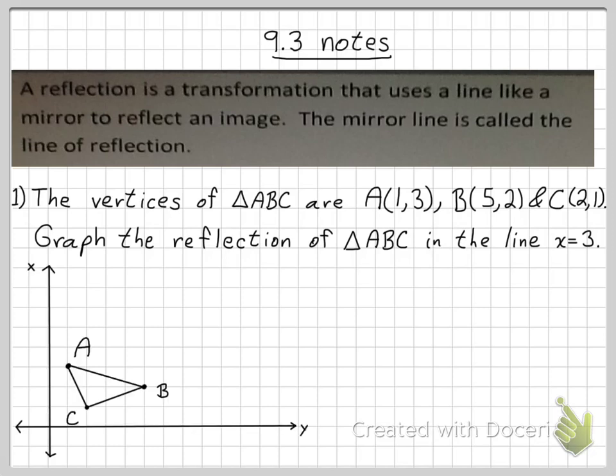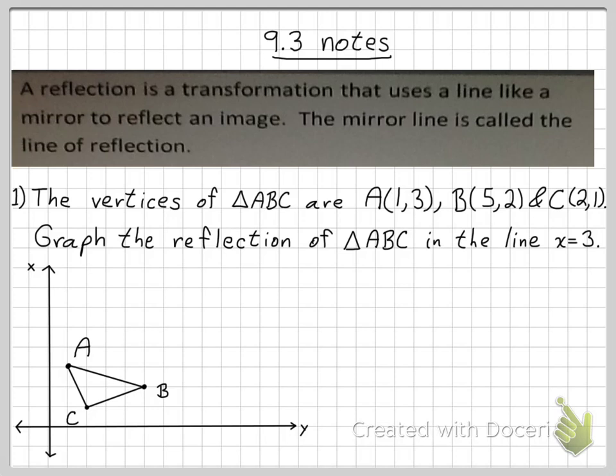And so the first thing I would do is graph triangle ABC on the coordinate plane. So we have A is (1, 3), right? It's 1 to the right and then 3 up. And B is (5, 2). And C is (2, 1). And we need to graph the reflection in the line x = 3.